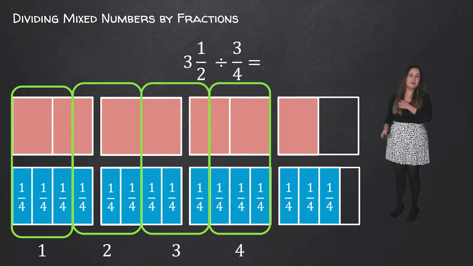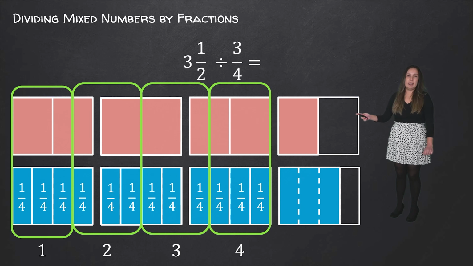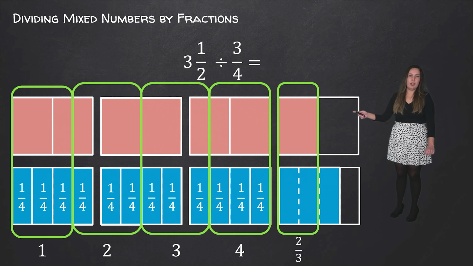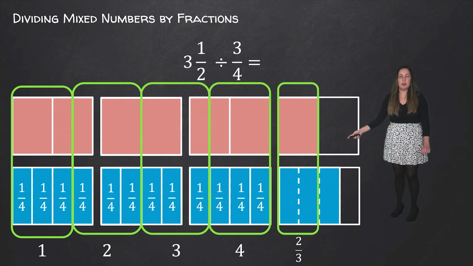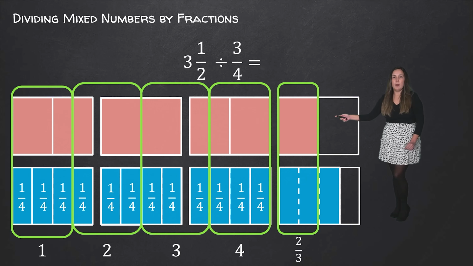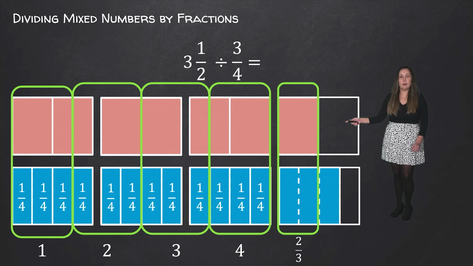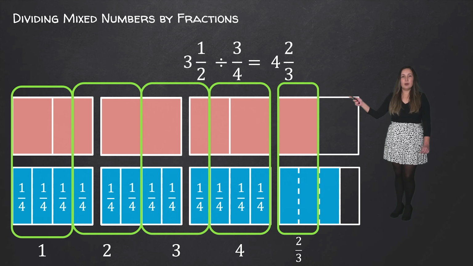But what we could do is see what fraction we have. So we would need this part right here. So we have 2 out of the 3 pieces below in order to complete another set. All right, we would need 1 more over here of the bottom ones, but we have 2 out of the 3 we need for 3/4, so our fraction is 2 out of 3. So our answer is 4 2/3.